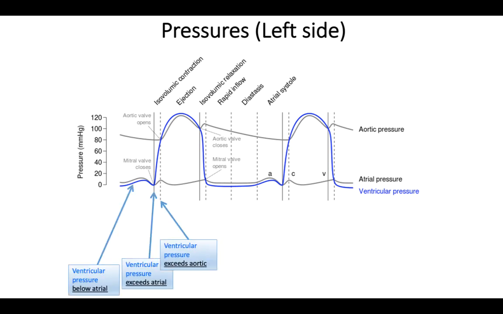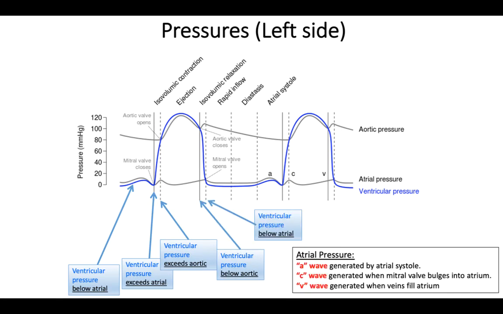And then these are the labels here. So notice that I just kind of labeled the key components of this graph. All right. There's some other little waves. I'm not going to hold you to these A, C, and V waves. That's a little more than we need to do. But if you're trying to make sense of the valves open and closing, this is a pretty good graph representation.